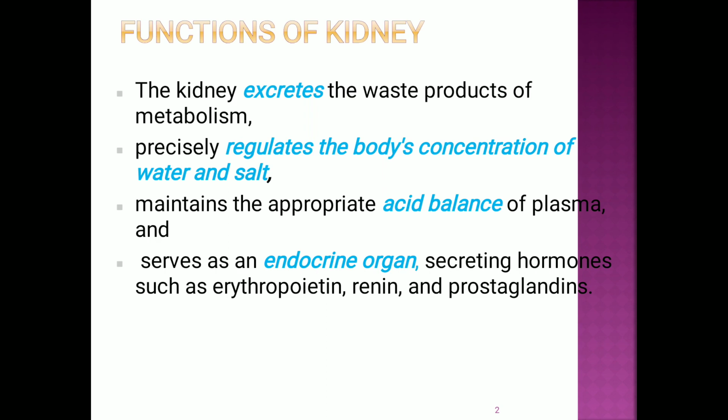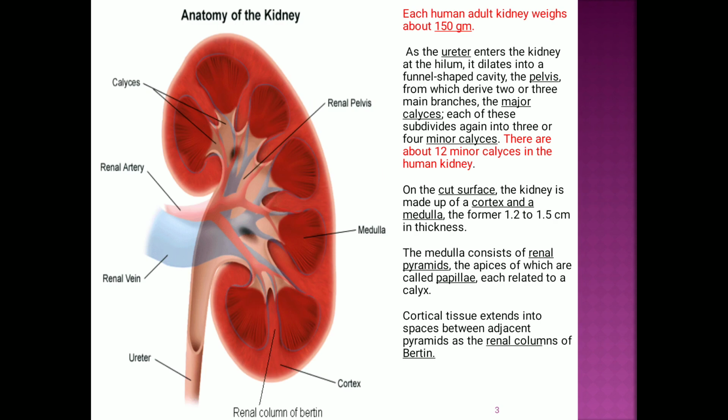Good morning. Today's topic is kidney. Functions of kidney. Kidney excretes waste products of metabolism. It regulates body's concentration of water and salt, maintains appropriate acid-base balance, and serves as an endocrine organ, secreting various hormones. This is the anatomy of kidney, showing the calyces, renal pelvis, renal artery, medulla, vein, ureter, and cortex.